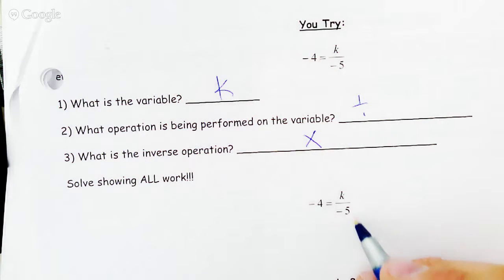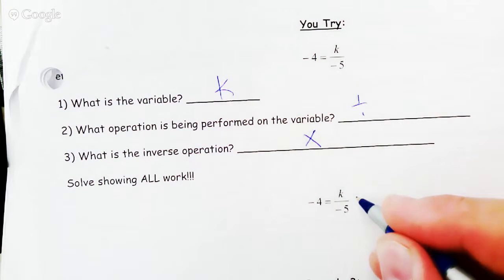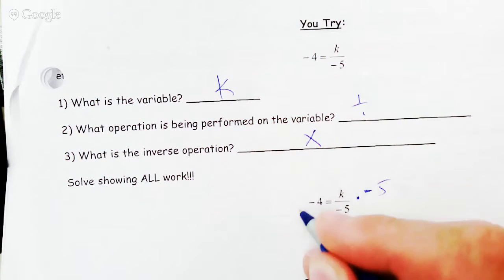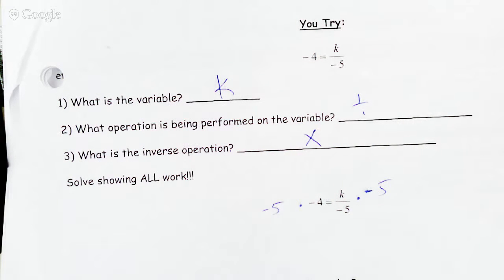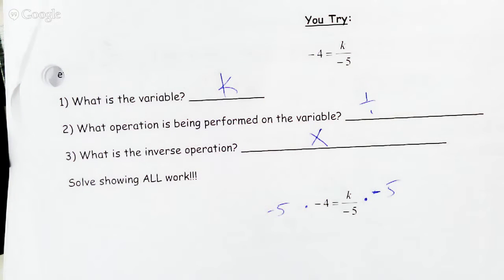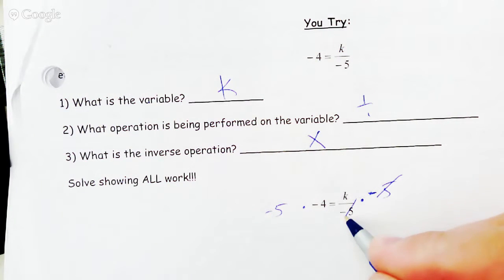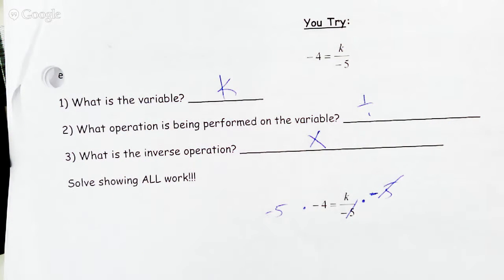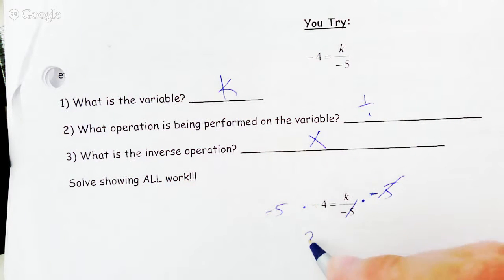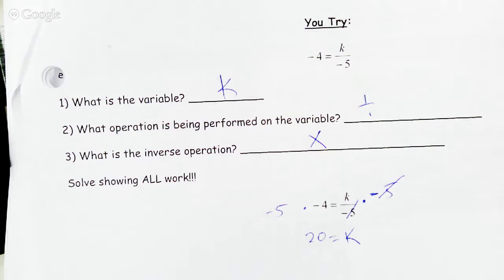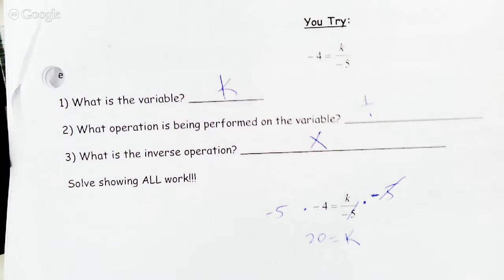Multiplication. So here's what we're going to do, and this is going to feel kind of weird. We're going to multiply both sides by -5. The -5 cancels out the -5. That's why we did it. A negative times a negative is a positive, and 5 times 4 is 20, which is equal to K. Okay. Questions on that?